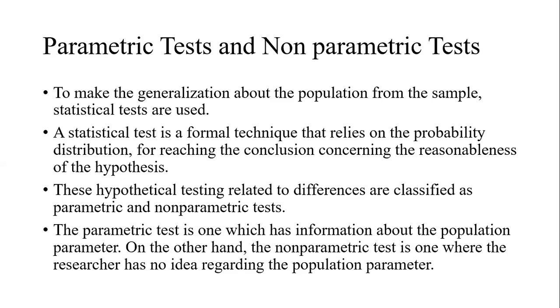But in some cases, your data won't have a normal distribution. It will skew away from the normal value. In that case, we have to go for parametric and non-parametric tests. Normally, a parametric test is one where there is information about the population parameter. On the other hand, a non-parametric test is one where the researcher has no idea regarding the population parameter.